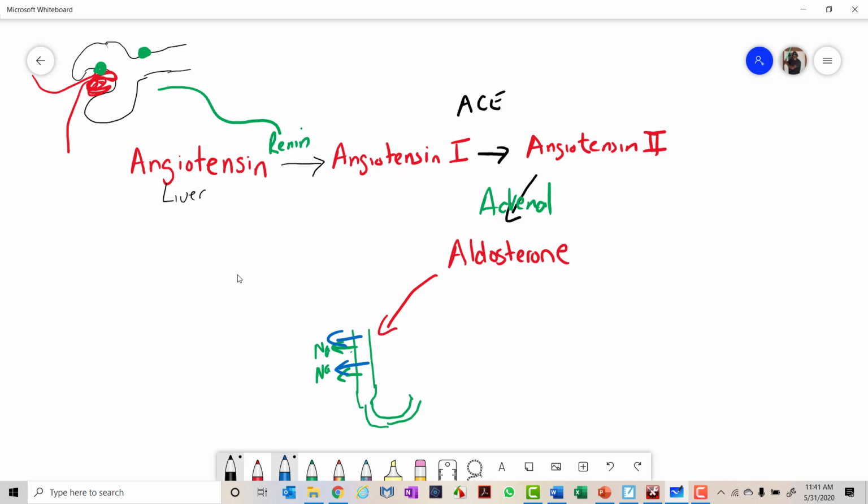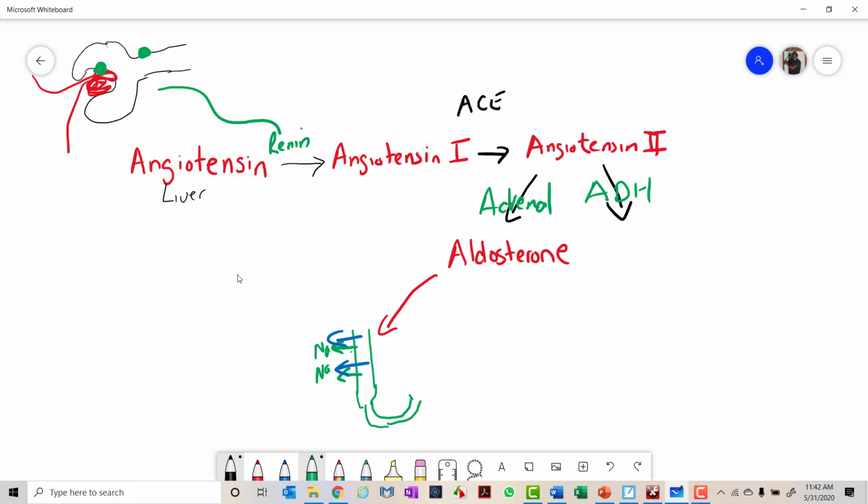So the aldosterone causes a greater increase of sodium and therefore a greater reabsorption of water. So water retention is greater thanks to aldosterone. The angiotensin will also cause the release of ADH, which is in the brain. And so the ADH, we know what that does.